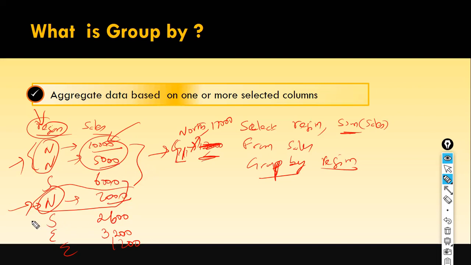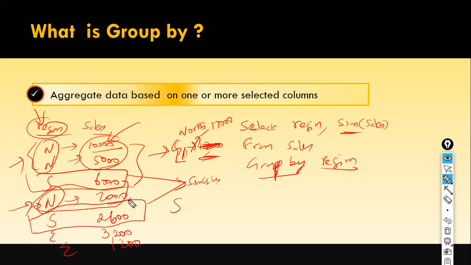Fine. The next one is similarly the south region. All the south region rows will get grouped together. Look, these two will group together, and then it applies the sum on the sales column. So what is the south region sales? 6,000 plus 2,600, 8,600. So north 17,000, south 8,600. So what is group by? Using group by, we can group the rows that have the same values to get the summary data. You can call it summary, summarize, or aggregation. All these terms are the same.